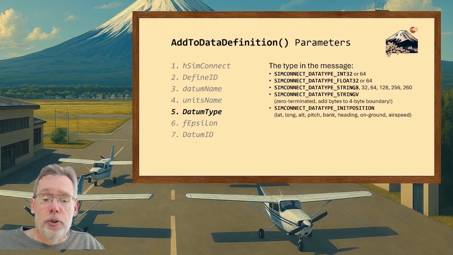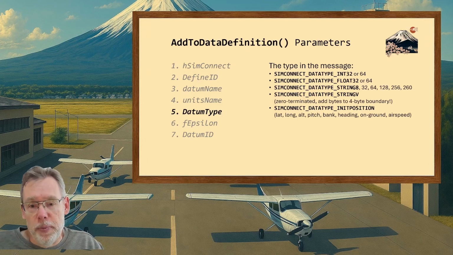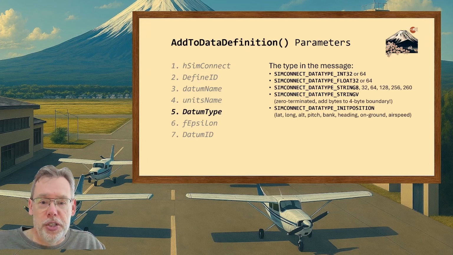Then there are also a number of structs that you can use. Init position is used, as the name indicates, as the initial position. When you use a call to create an AI aircraft or some ground vehicle, you need, of course, to tell it where to put that vehicle. There you use init position, and there you can specify latitude, longitude, altitude, pitch, bank, heading, a boolean whether or not it's on ground, and the airspeed.